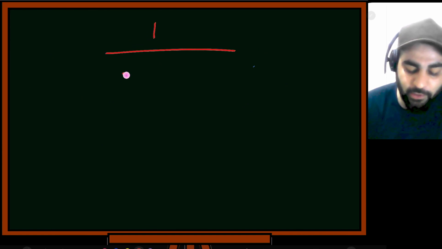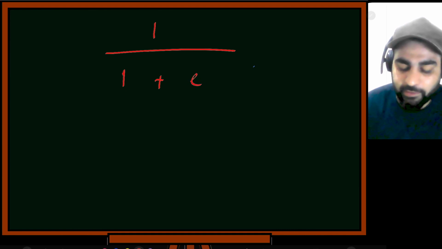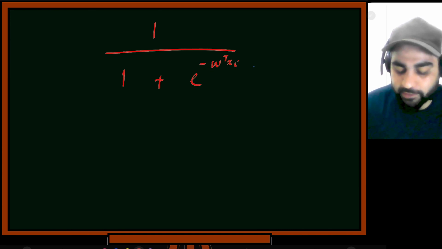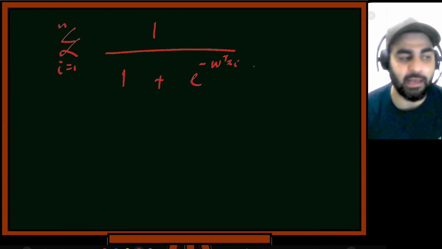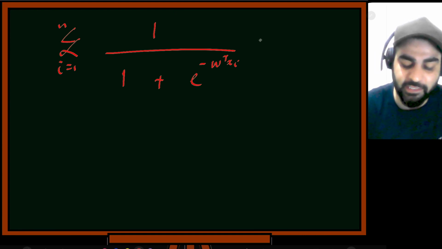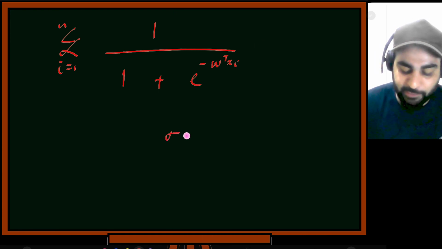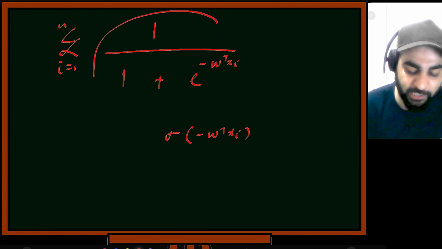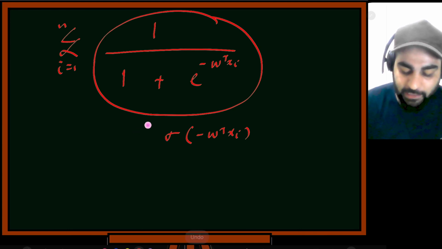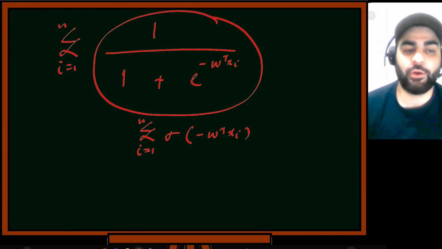So what is the equation now? The equation becomes 1 divided by 1 plus e to the power negative W transpose xi. And now we want to maximize this, summation of i equal to 1 to n. Everybody with me? I can write this as sigma of minus W transpose xi, and I'll sum it over xi, i from 1 to n.